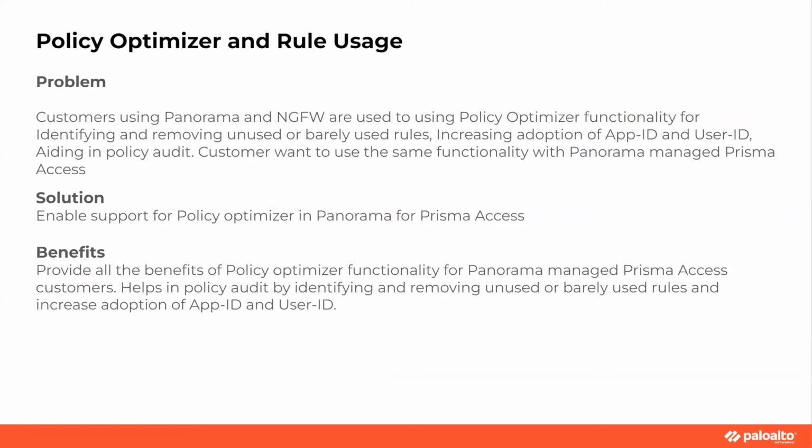The next feature is around policy optimizer and rule usage. For those of you who are our next-gen firewall customers, you are probably familiar with a feature called policy optimizer. What it does is identify and remove unused or barely used rules. That functionality was not available for Prisma Access. Now it is becoming available, and we're enabling that support for Panorama managed Prisma Access.